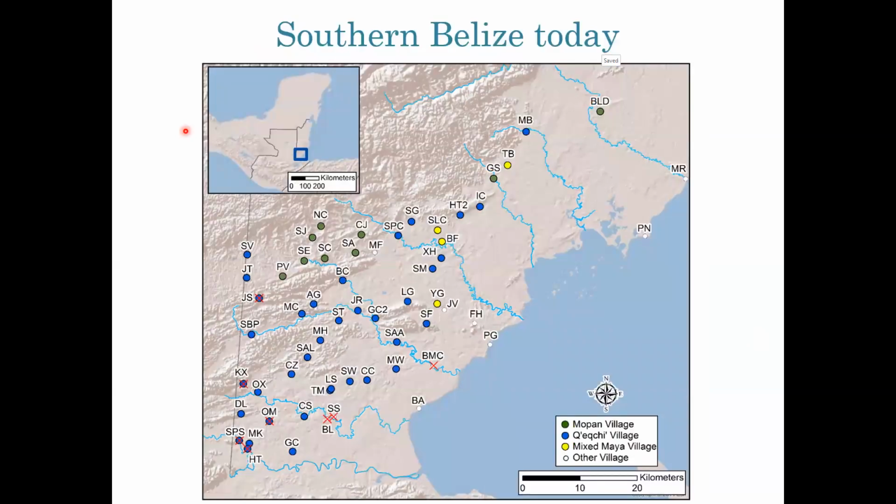We can also then look at the distribution of language groups in Maya communities in southern Belize, and specifically looking at Mopan and Q'eqchi villages in the region. We can see by the green dots, these are where Mopan villages are located, and the blue dots indicate villages where the primary language is Q'eqchi, and yellow indicators show villages that speak both Mopan and Q'eqchi. We also have villages that speak other languages as their primary form of communication, including Garifuna communities like Barranco and East Indian communities like Hopkinsville and Forest Home in southern Belize. This talk is primarily focusing on the Mopan and Q'eqchi villages in the Toledo district.